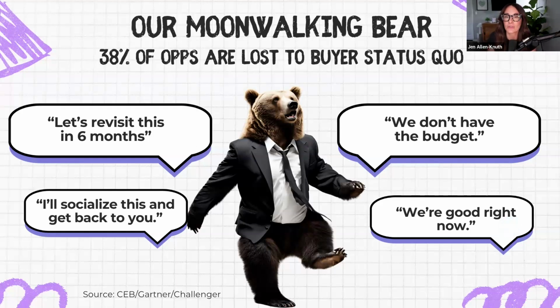But when you actually look at the data, this came out of CEB, Gartner, and Challenger. On average, 38% of the opportunities that are in your forecasted pipeline right now won't be lost because you don't have a good enough product, a good enough brand, or a fair enough price. They'll be lost because the buyer essentially just says, sure, you've got a better way, but I've decided that I'm good with good enough. Buyer status quo is the buyer essentially saying, I'm okay with how we're solving the problem today.